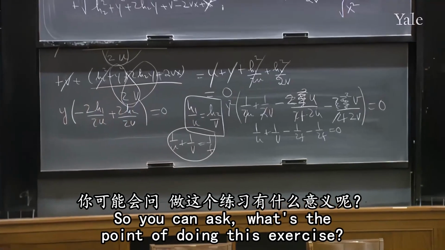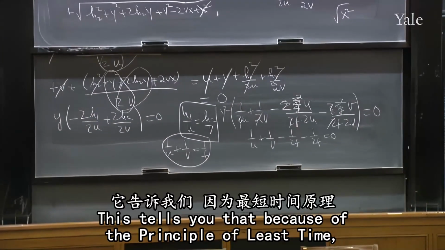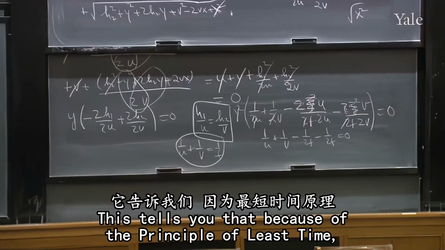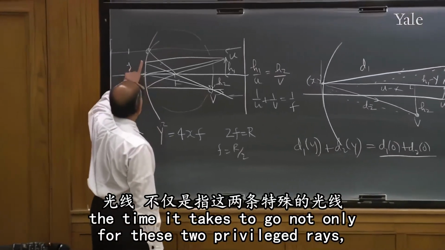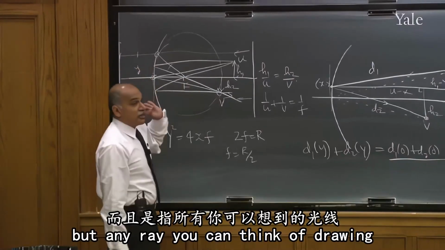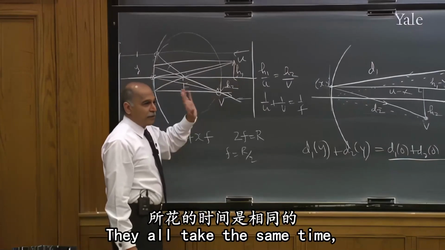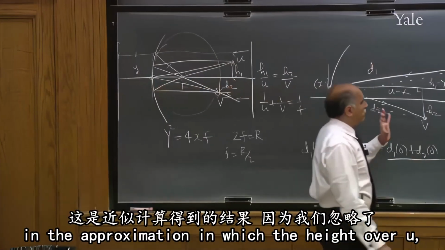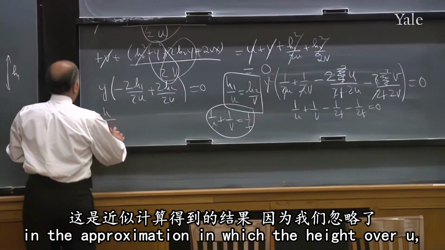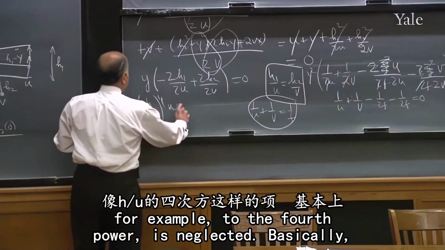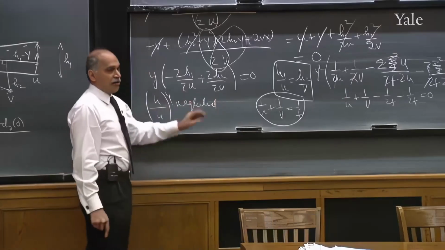So you can ask, what's the point of doing this exercise? This tells you that because of the principle of least time, the time it takes to go not only to these two privileged rays, but any ray you can think of drawing from here to the mirror and back here, they all take the same time. In the approximation in which the height over u, for example, to the fourth power is neglected. Basically, anything that looks like small over big to the fourth power and higher powers are neglected.